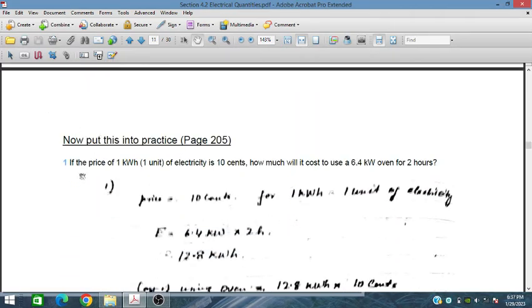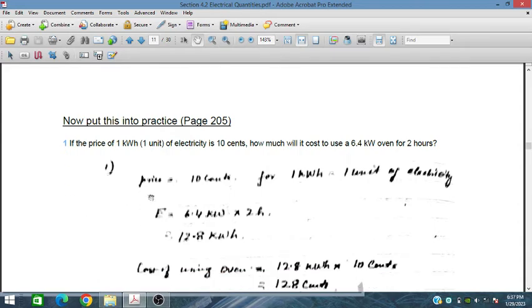Now put this into practice. If the price of 1 kilowatt hour or 1 unit of electricity is 10 cents, how much will it cost to use a 6.4 kilowatt oven for 2 hours? So the price is 10 cents for 1 unit of electricity. We have 6.4 kilowatt, used for two hours. So 6.4 kilowatt into 2 hours is equal to 12.8 kilowatt hours. So 12.8 kilowatt hours means 12.8 units.